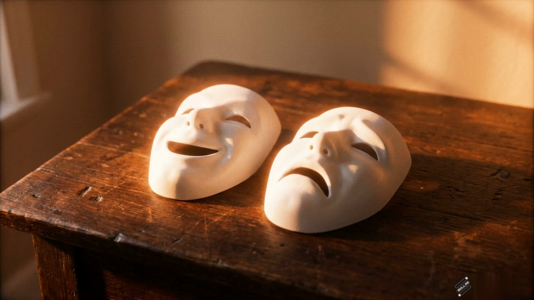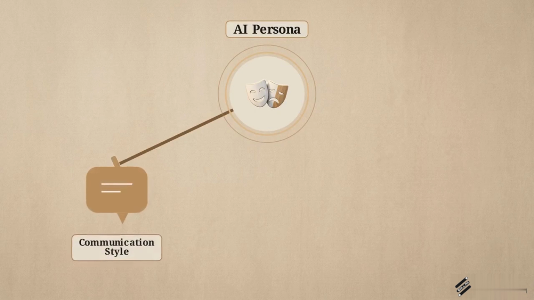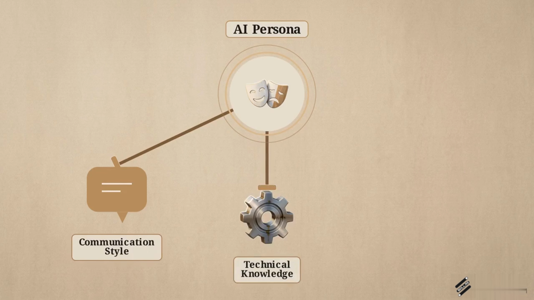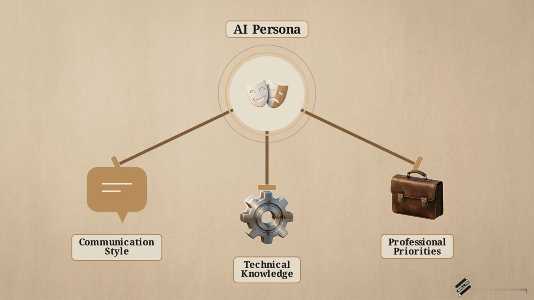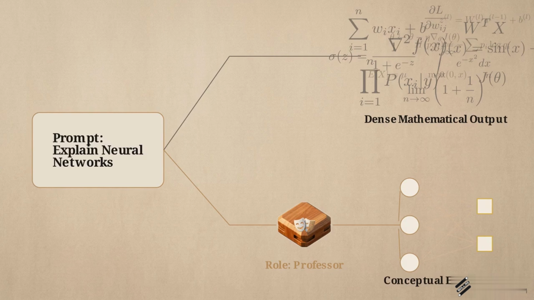The first pattern for shaping an output is role-playing. By assigning the model a persona, like a tenured professor or a venture capitalist, you anchor its communication style, the depth of its technical knowledge, and its professional priorities. This diagram compares two approaches. A generic "explain neural networks" prompt often returns a wall of dense equations. But when you specify the role, a professor teaching undergraduates who haven't taken calculus, the model drops the mathematical notation in favor of a clean, conceptual explanation.